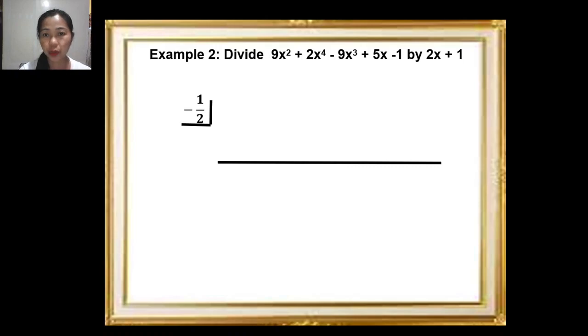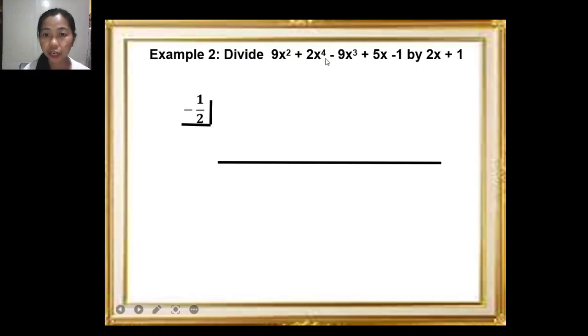Divide 9x squared plus 2x raised to 4 minus 3x cubed plus 5x minus 1 by a binomial 2x plus 1. In this case, yung given polynomial natin, kung mapapansin nyo, hindi naka-arrange ng standard form. So, ini-note ko kayo kanina na dapat pag nagdi-divide ng polynomial, ang dividend laging nakasulat ng standard form or in decreasing order of degree, yung ating bawat term.